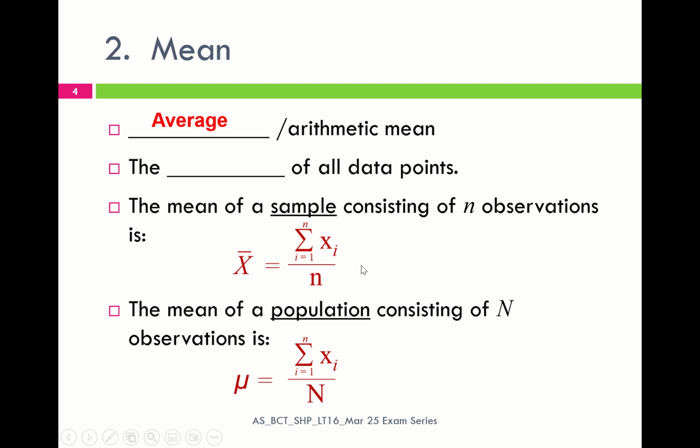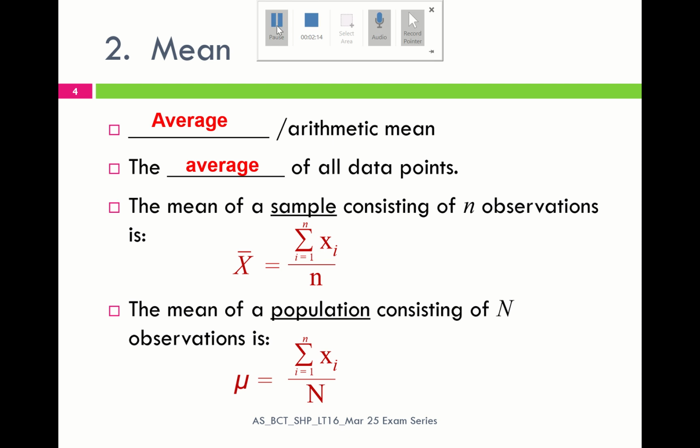For mean, basically it's your average. It's quite straightforward: you get the average value of your data points. So how do you calculate the mean? In terms of sampling, remember these terms here: sample and population. Population is the big area that you're going to collect your samples from. A sample is the smaller part of the population.